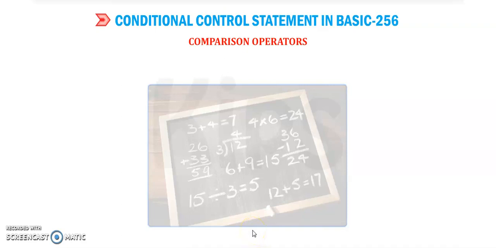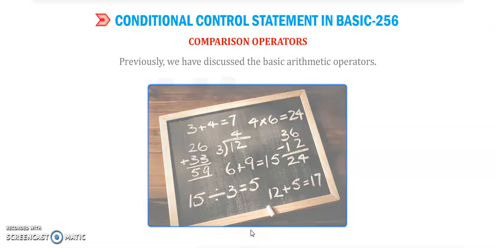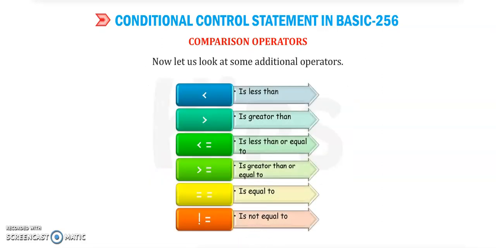Now next is comparison operators. Which comparison operators will we use in conditional control statements? Previously we have discussed the basic arithmetic operators. Now let us look at some additional operators like less than, greater than, less than or equal to, greater than or equal to, is equal to, and not equal to. This sign is for not. So these are additional operators used for comparison between two values.